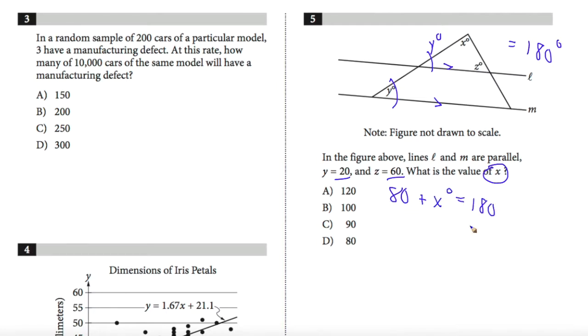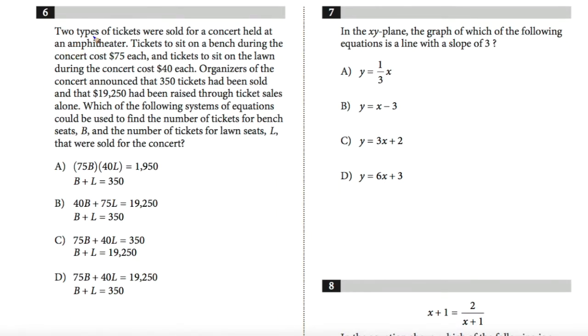If I were to subtract 80 from both sides, I would then solve for X, and X would be 100. So B is going to be the best answer to number 5.